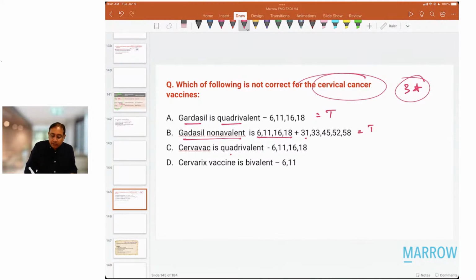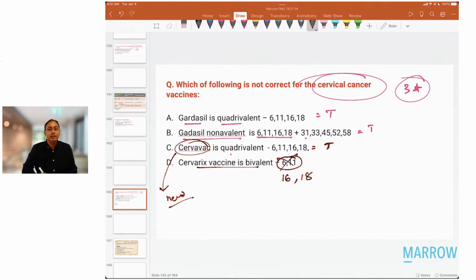Sarvavac is quadrivalent. This is what I was talking about. This is a new vaccine, beta, Sarvavac, which has been introduced in India, and this is also true. It is a quadrivalent vaccine, 6, 11, 16, 18. Cervarix vaccine is bivalent. So bivalent is not 6 and 11, it should be 16 and 18. So this is unfortunately the false answer.